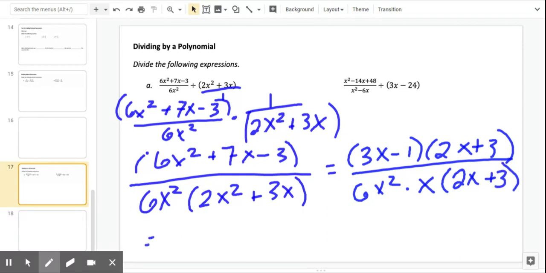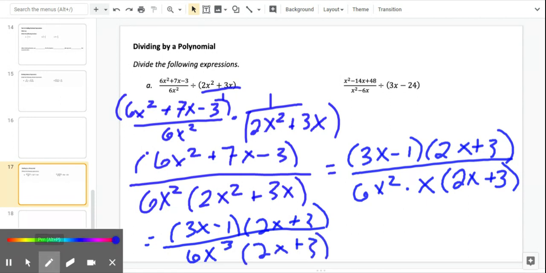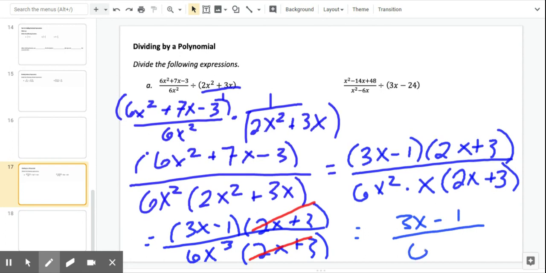All right, so just simplifying a bit, we've got 3x minus 1, 2x plus 3 in the numerator. In the denominator, we have x squared times x to the first. So I'm going to write 6x cubed times 2x plus 3. Then we see what we can cancel. So 3x minus 1, I don't have one of those in the denominator, but I do have a 2x plus 3. And that's all we got. So we're left with 3x minus 1 over 6x cubed. And that's it for part A.